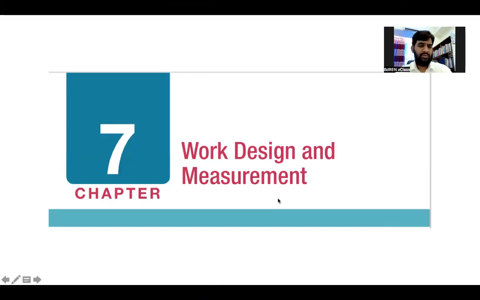Today, we are going to discuss work design and measurement. Work design means how you will design the work system. That means it includes method study. Method study means how the jobs will be done, or the design of the work.